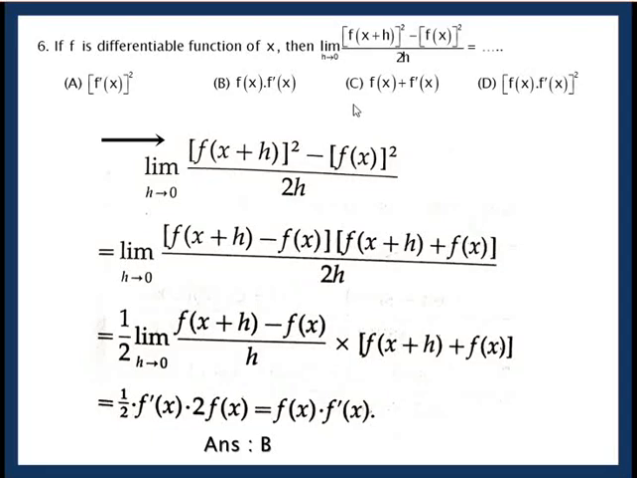Next one, if f is a differentiable function of x, then value of this limit is. What are the factors of a square minus b square? a minus b into a plus b. Now limit of product is product of limits. Here I can evaluate the limit directly by putting h equal to 0. So f x plus f x, that is 2 f x. But from the first principles, this is f dash of x. So the correct option is B, Bombay.